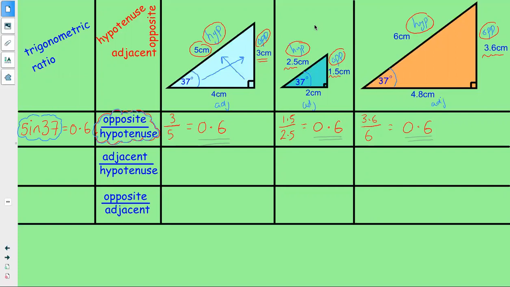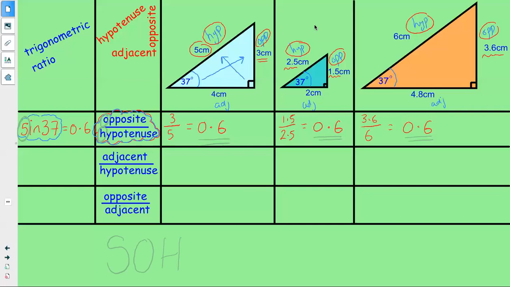I also just want to show you something here. This sin starts with an S. We write an S down here. This opposite starts with an O. We write O down here. And the hypotenuse starts with an H. And we write H down here. All of this will become clear soon, I promise. I'm just trying to give you a little bit of a deeper understanding of what's happening here. Right, let's move on to the next one.